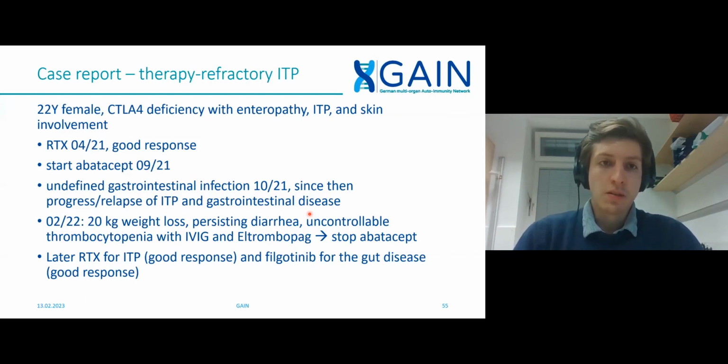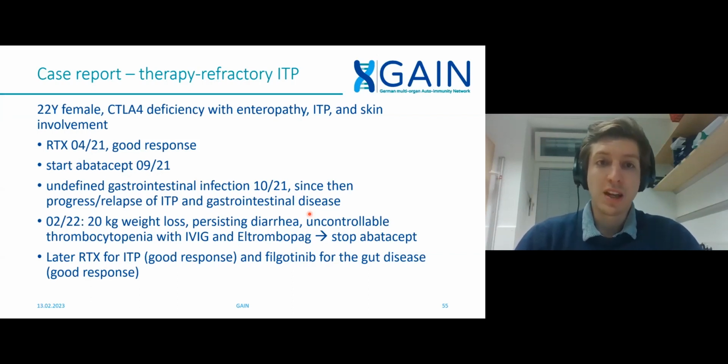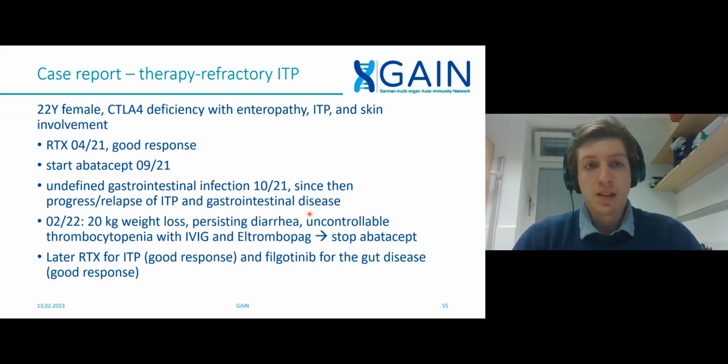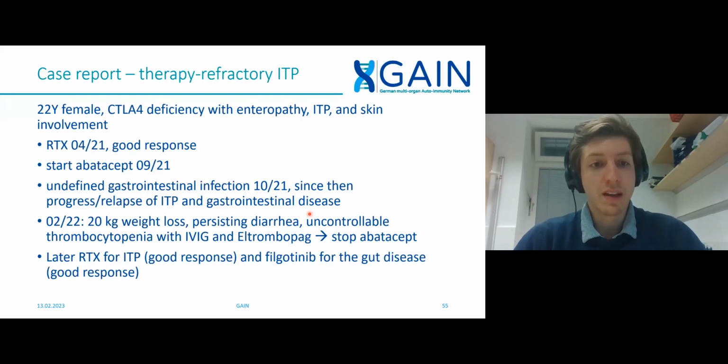During the trial, 4 weeks into the treatment, she had an undefined, undiagnosed gastrointestinal infection, which probably triggered her ITP. She also relapsed into progressive gastrointestinal disease. This was not controllable with the abatacept treatment, nor with the maximal allowed prednisolone dose in the trial, which was 20 milligrams daily.